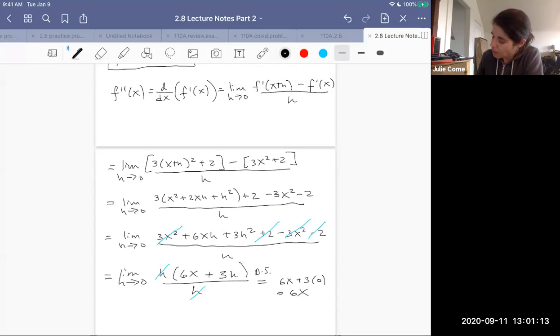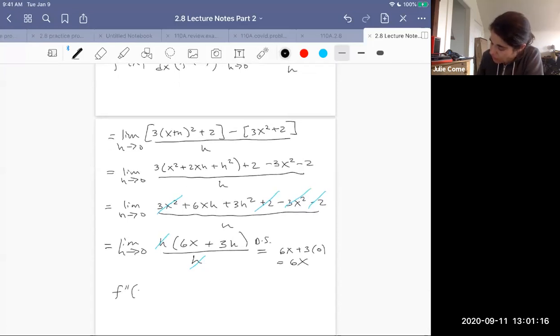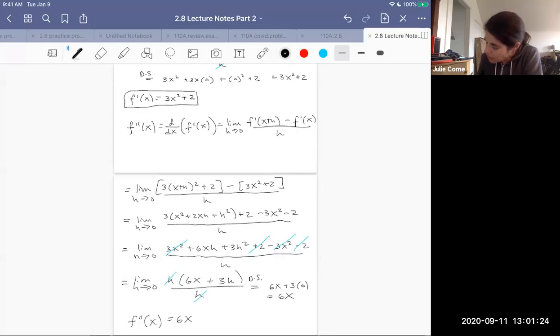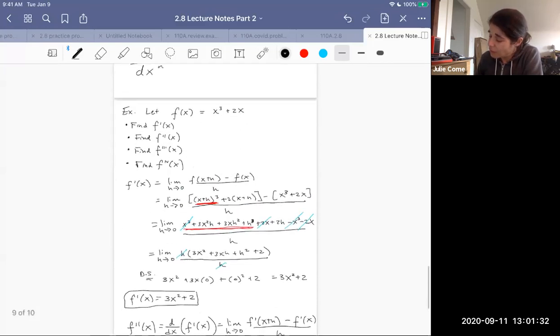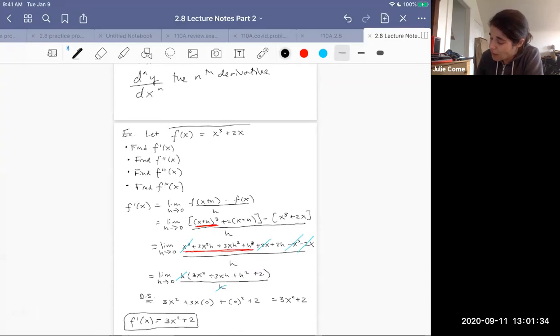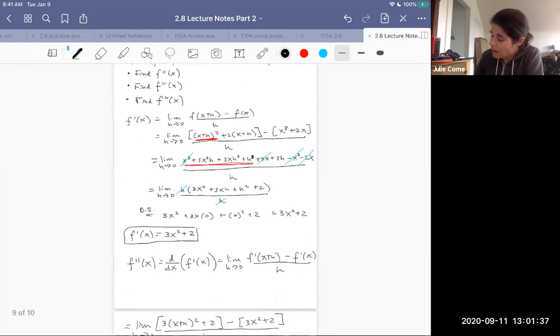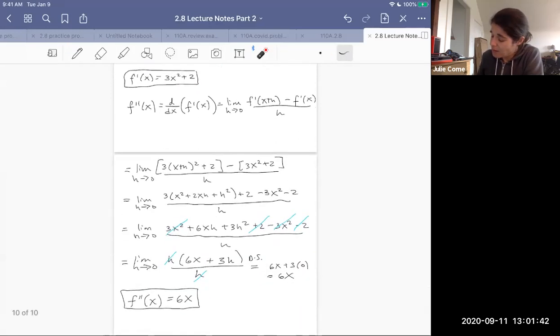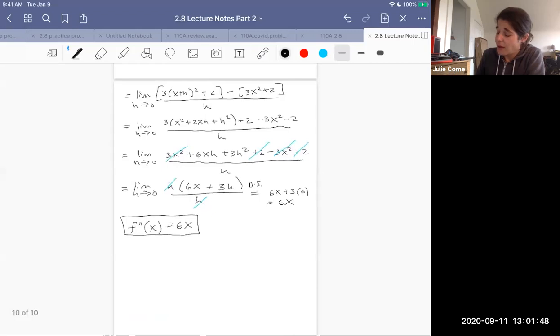So what did we find? We just found that the second derivative with respect to x, f double prime of x, is the linear function 6x. So again, you might be seeing a pattern here, and that's great because we're going to do these by patterns in chapter 3. Our f of x was x cubed plus 2x. Our f prime of x was 3x squared plus 2. f double prime of x is 6x. Let's find f triple prime of x. Well, what is f triple prime of x going to be?